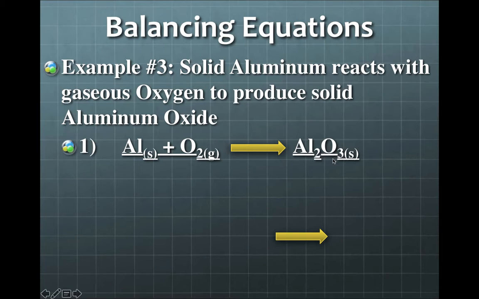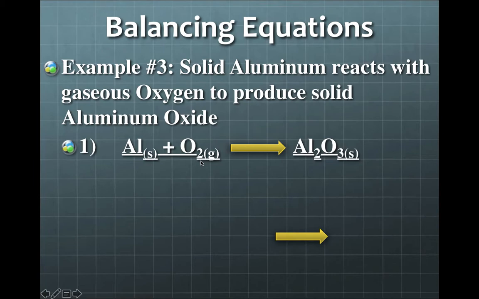Okay, so I notice here, this one's a little bit more difficult because I have 2 oxygens on the left and 3 on the right, and the aluminums are also wrong. Now, I know I told you to save oxygen for last. You could. It always works no matter which one you save for last or do first, but it takes more playing around. This one, I would actually do the oxygen first.